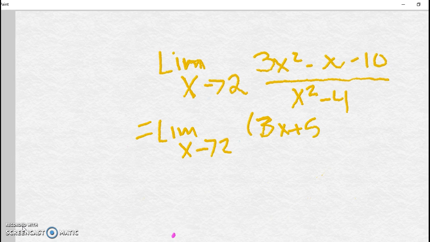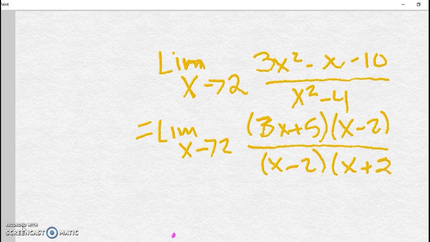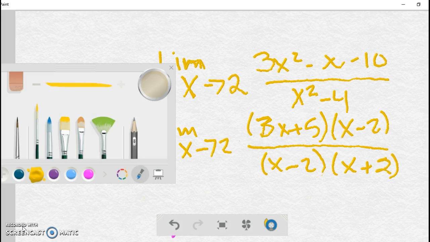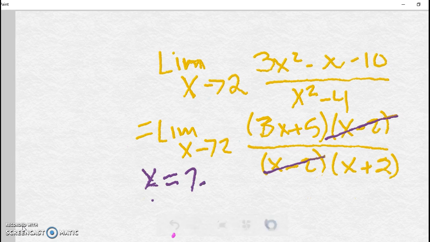So you always have to write down limit as x approaches a value. So we have 3x plus 5 times x minus 2 on the top, and then we have x minus 2 and x plus 2. So now we can see that we have an x minus 2 at the top and on the bottom, so they will cancel. And so x equals 2 is the hole. That's where the hole is, and that is the reason why we could not just plug it in from the top portion.